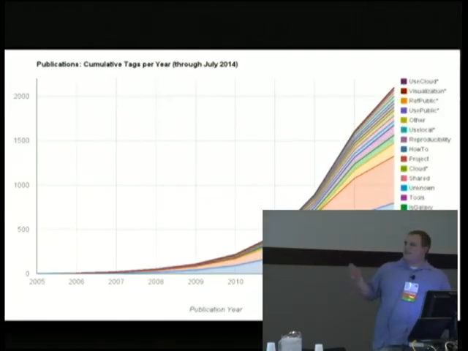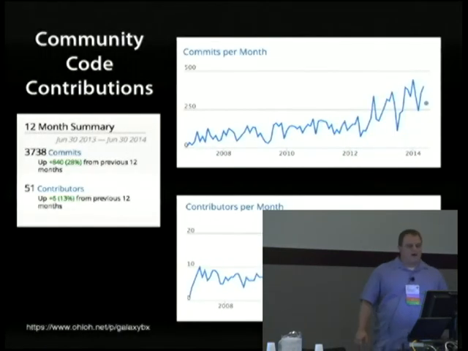And we actually have a CiteULike page where we have tagged publications, and you can go and search for things that use Galaxy or have methods that make use of Galaxy. They use a cloud instance of Galaxy. So for community code contributions, we have an Ohloh page, and you can see that as we've gone along these years, we actually have up to 51 contributors now, and so that's not all on the main team.